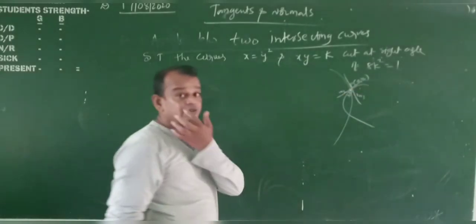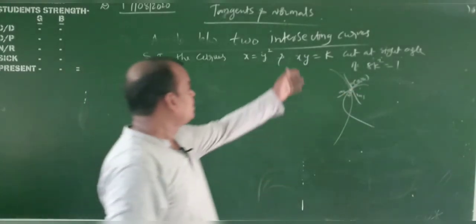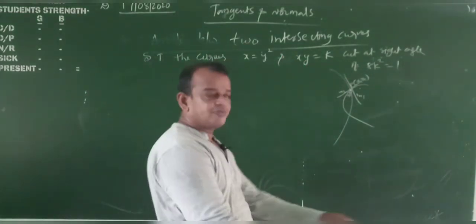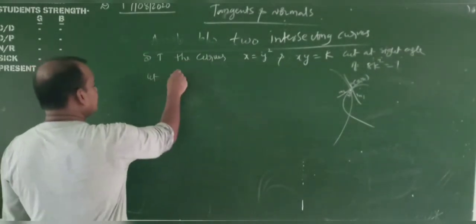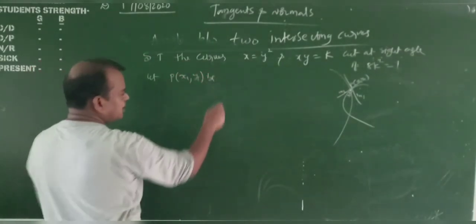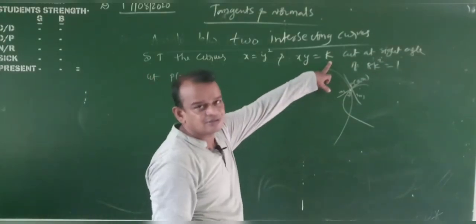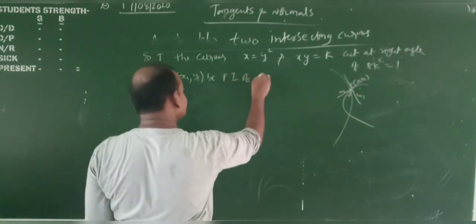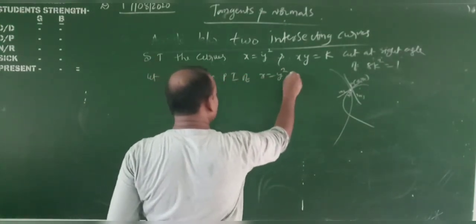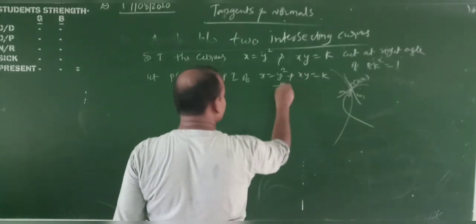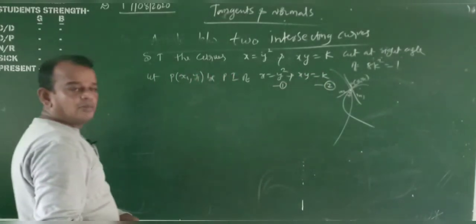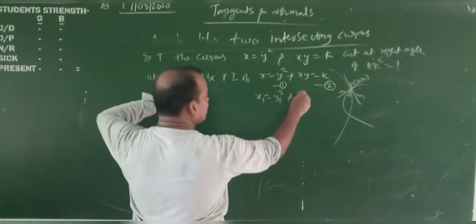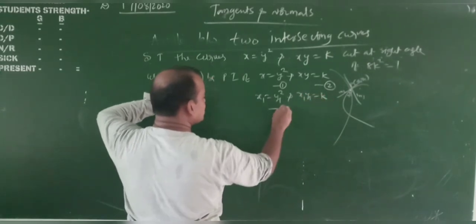Now you will find m1, m2. The m1 into m2 is equal to minus 1 condition will apply. Why? Because right angles means 90 degrees, means orthogonal. Here k is there, so we cannot find numerical values. Let P(x1, y1) be the point of intersection of x is equal to y square, which is equation number 1, and xy is equal to k, which is equation number 2. Substitute x1 is equal to y1 square, equation 3, and x1 y1 is equal to k, equation 4.